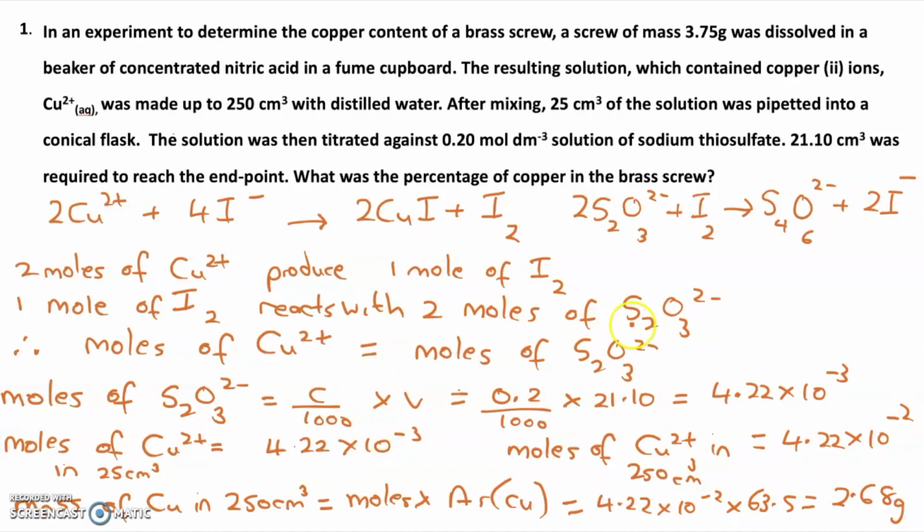Now in the experiment, a brass screw 3.75 grams in mass was dissolved in a beaker of concentrated nitric acid. So to work out the percentage mass, we need to do 2.68 divided by 3.75, which was the mass of the brass screw, and times it by 100. If we do this, we get our percentage of copper, and this comes out to be 71.47%.